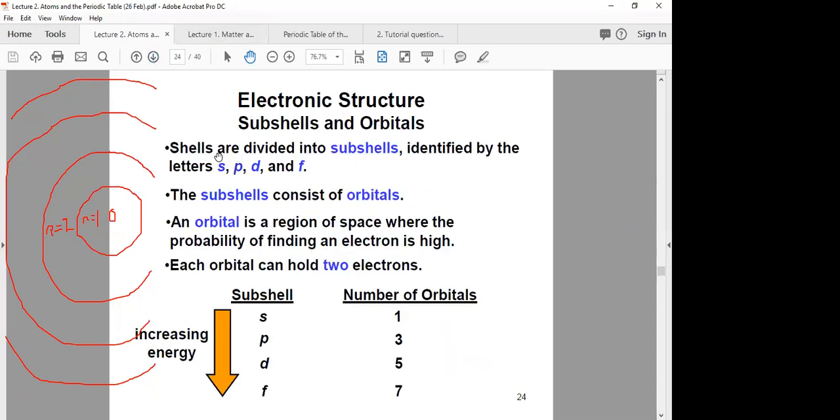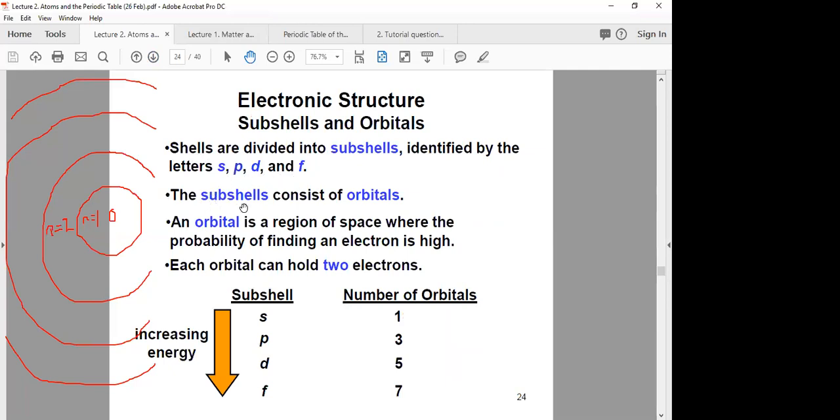All right, now here we start to get a little bit confusing. So we need to focus on this. Each shell is divided into one or more subshells. The subshells are identified by the letters S, P, D, and F. There are more subshells, but we don't go any further than this. Subshells S, P, D, F.